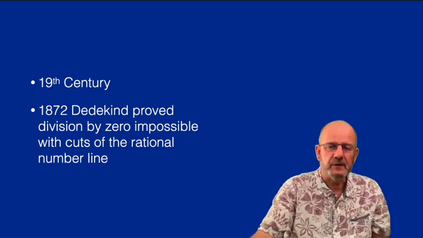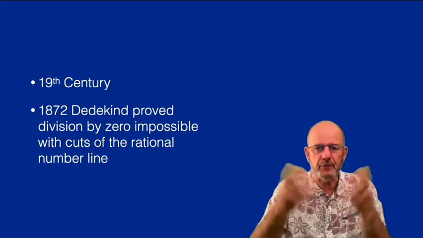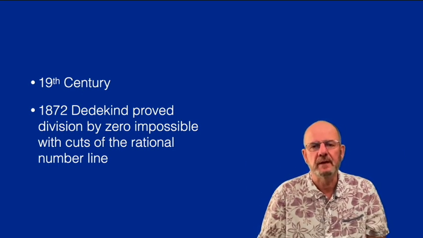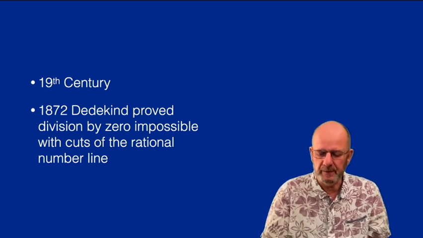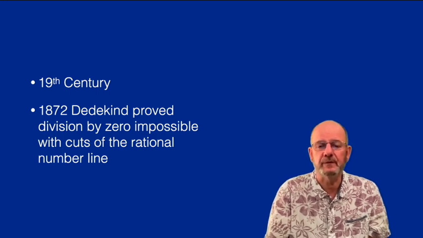Now, in the 19th century, it was fashionable not to divide by zero. Dedekind threw away 3 of the cuts and made division by zero impossible. So, if you were asked in 1872, is it possible to divide by zero? The answer is no.